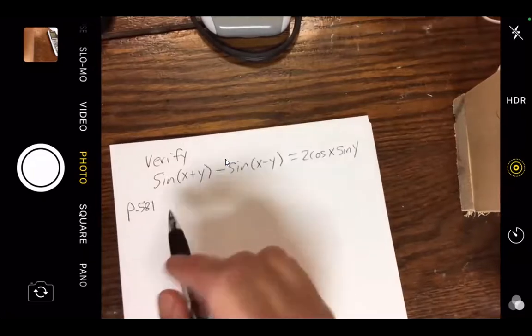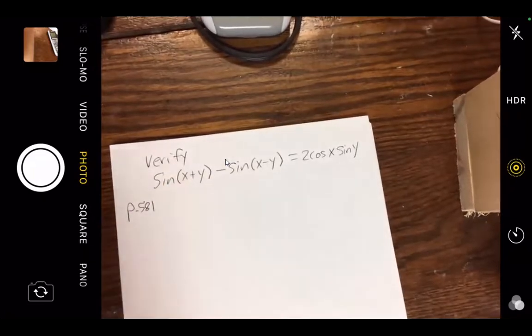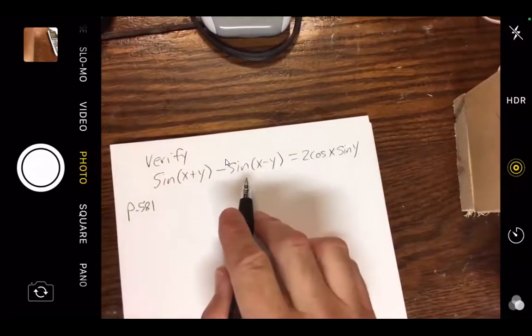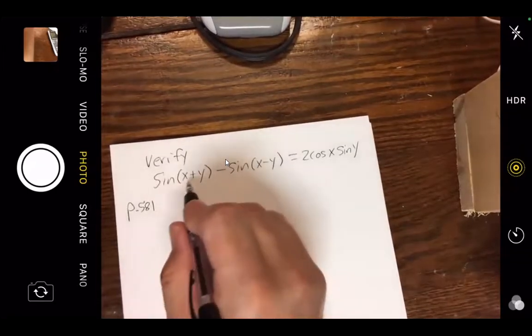I'm kind of running short on time. Can I just go ahead and write the formulas down? Oh, yeah, that's fine.